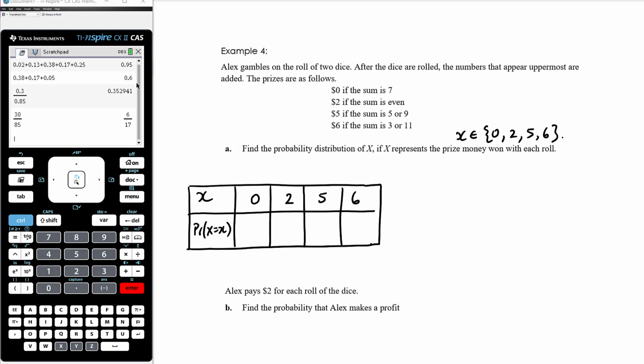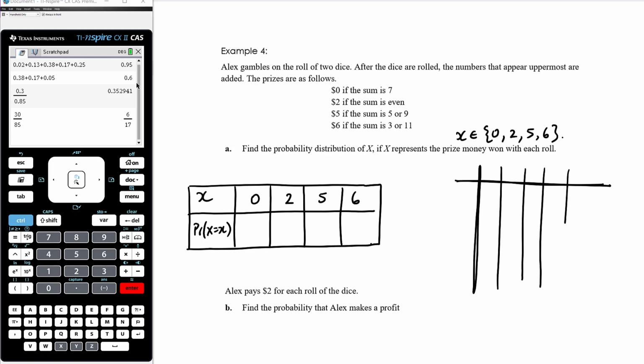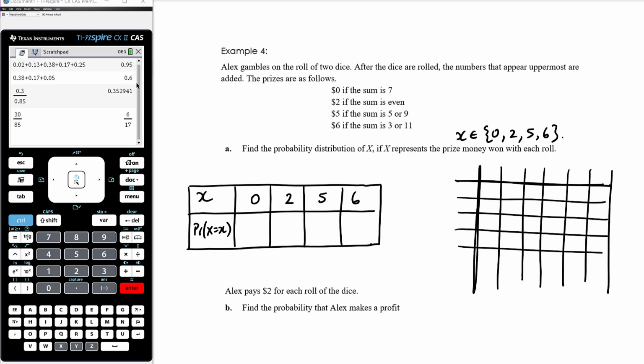So again, thinking through a sort of table for rolling a die twice, or rolling 2 dice, equivalent probabilities, 1, 2, 3, 4, 5, 6, 1, 2, 3, 4, 5, 6.